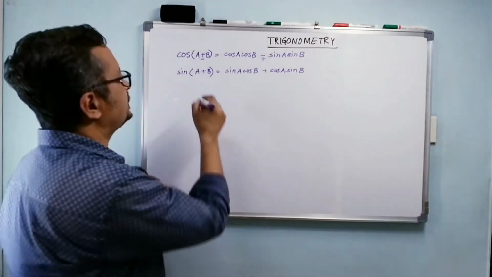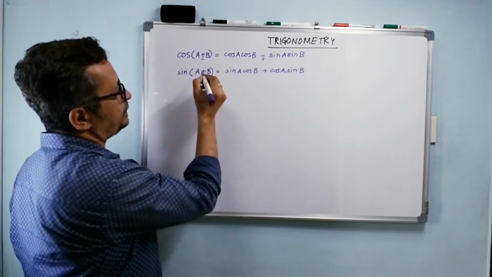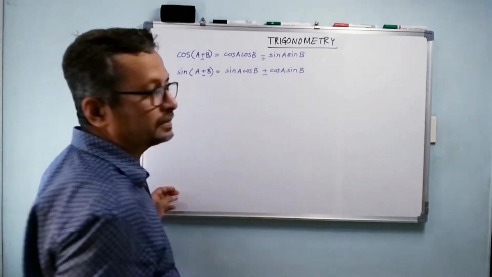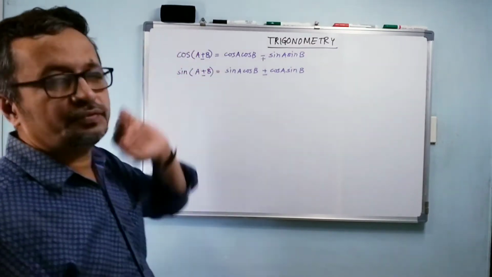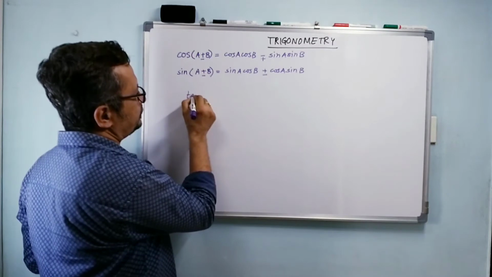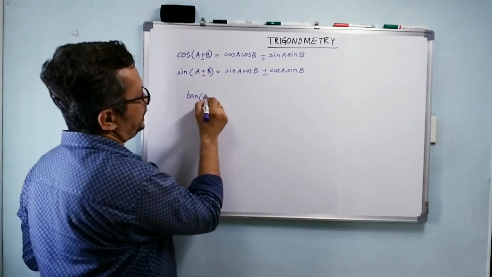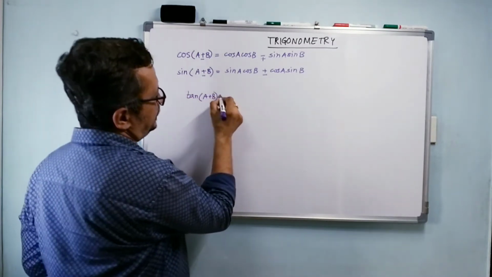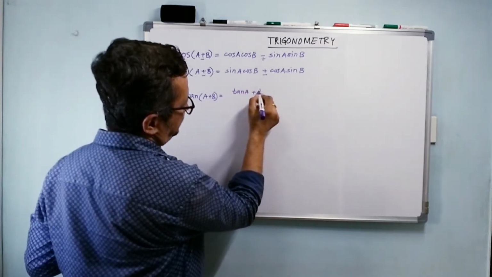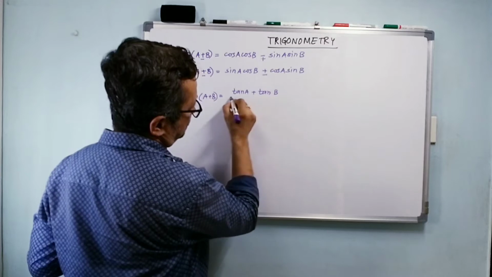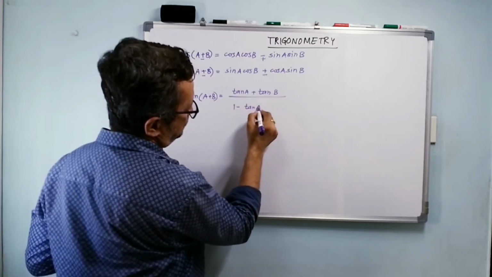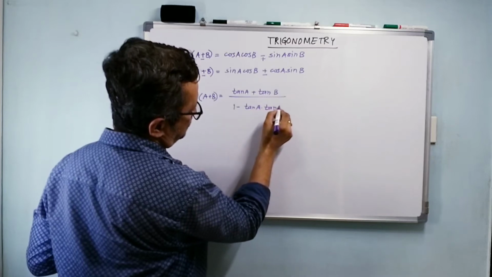Okay, and of course I add one negative sign here, then this will become negative there. Correct. So in all we have 4 formulae. We also have tan of a plus b is equal to tan a plus tan b upon 1 minus tan a tan b.